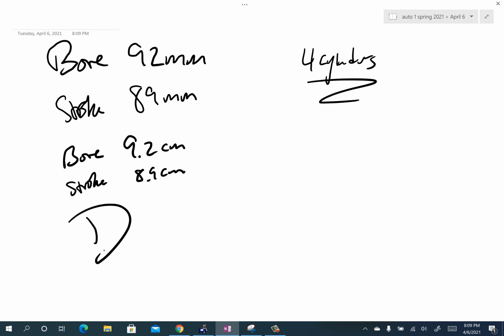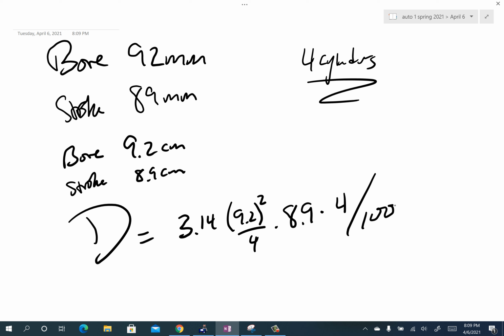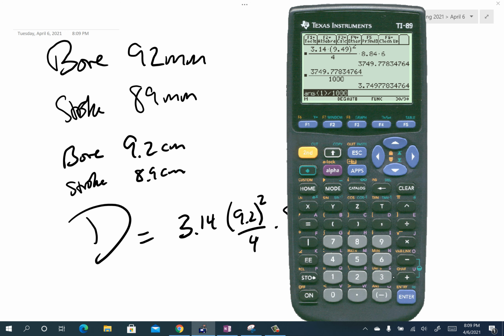Holy mackerel! So displacement is 3.14 times 9.2 squared over 4 times 8.9 times 4, divided by... because again, we would like to have this in liters, not cubic centimeters.